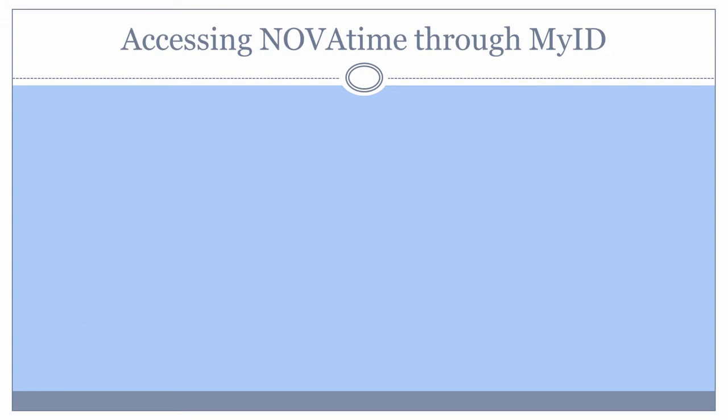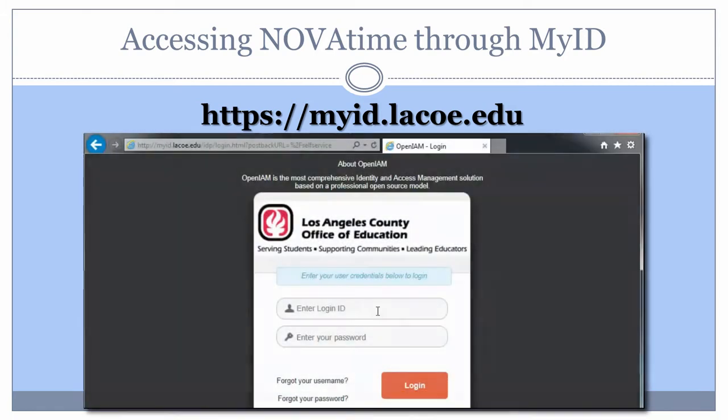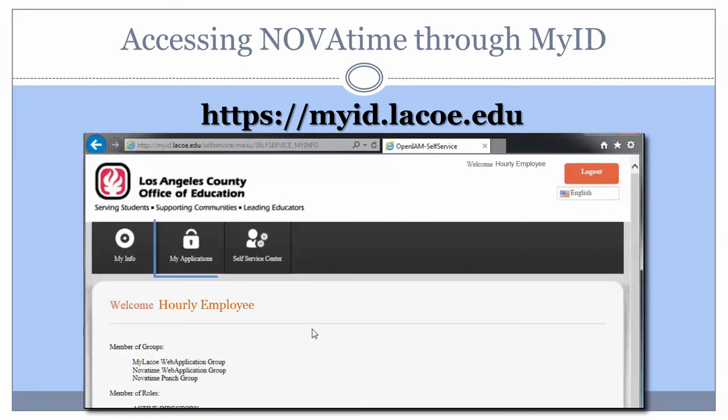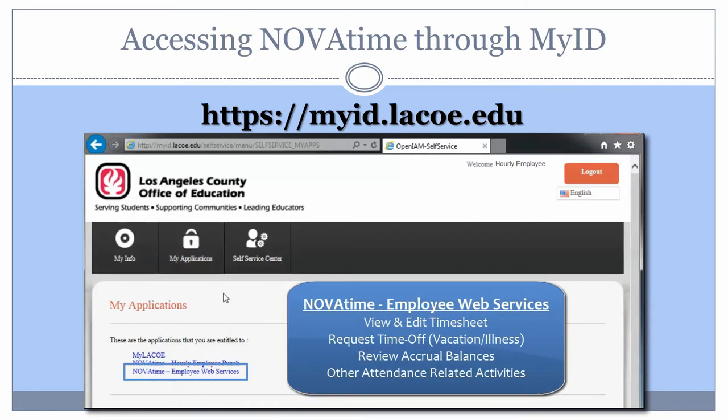When accessing NOVAtime through the LACOE MyID website, open a web browser and navigate to myid.lacoe.edu. After logging in using your UPN and passphrase, click on My Applications. All employees have access to the NOVAtime Employee Web Services link, where you can view and edit your timesheet, request time off, review accrual balances, and perform other attendance-related activities.